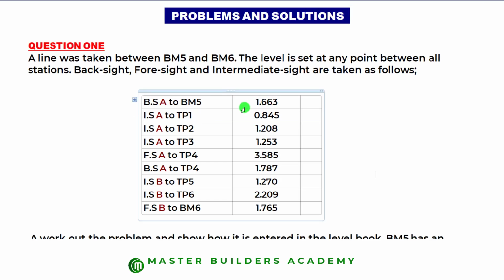As you can see, we have a very short table before us. We have backsight at A to BM5, backsight at A to TP1, intersight at A to TP2, intersight at A to TP3, foresight at A to TP4, backsight at B to TP4, intersight at B to TP5. At this point, the level has been changed. Then intersight at B to TP6, and foresight at B. So A and B are the change of levels. Between BM5 and BM6, we have points 1, 2, 3, 4, 5, 6. TP4 appeared twice, but I will tell you what to do with TP4.